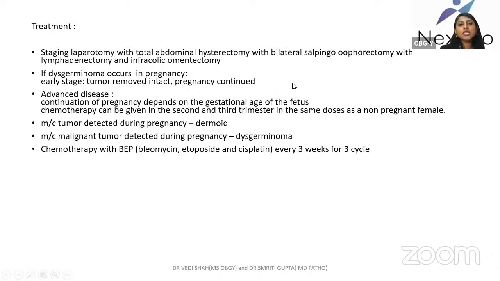Now we all know that this condition is more common in pregnancy. So if a patient is pregnant and comes to us with a case of dysgerminoma, you have to remove the whole tumor intact and continue with the pregnancy.